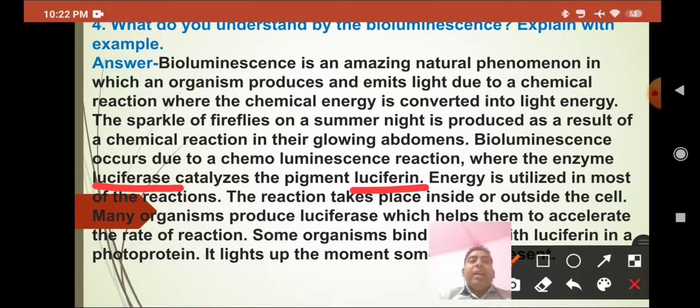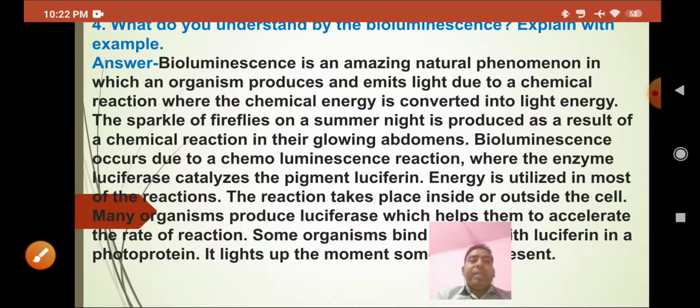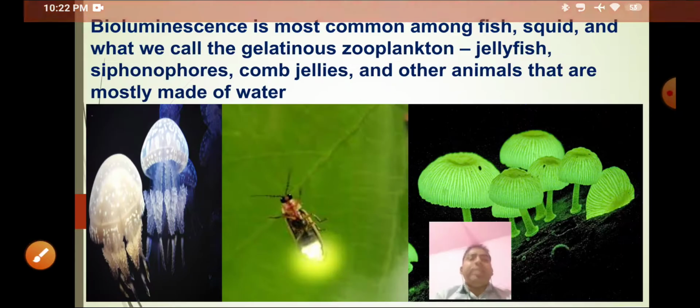I have explained that fireflies have a chemical known as luciferin, which reacts with calcium and oxygen in the presence of an enzyme, luciferase. This chemical reaction helps in the production of light. I hope you understand this.